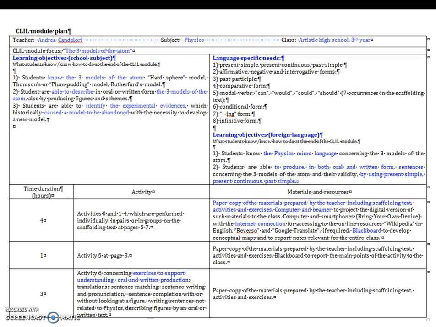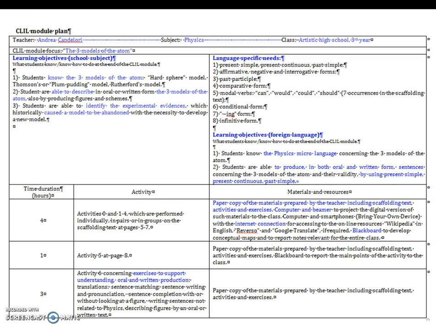The materials and resources considered are paper copies of the material prepared by the teacher, computer and beamer, smartphones for accessing the online resources, Wikipedia in English, Reverso, Google Translate, the blackboard for conceptual maps and annotations relevant for the entire class. In order to support students' learning outcome and production, we have considered activities from 1 to 4, which are performed individually, in pairs, in group, or with the entire class.